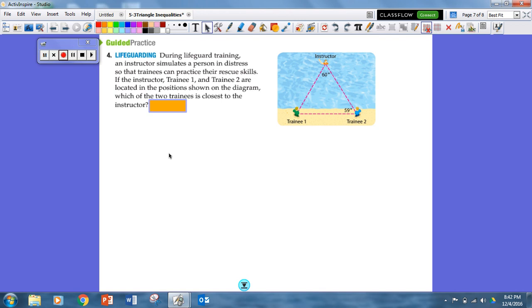Welcome back. So when you look at this diagram, you see that this angle is 60, this is 59. Therefore, the angle at trainee 1 is going to be 61, so that they add up to be 180 degrees. Since the angle at trainee 1 is the largest, the distance will be between trainee 2 and the instructor. So therefore, the closest trainee is trainee 1, because he is opposite the smallest angle.